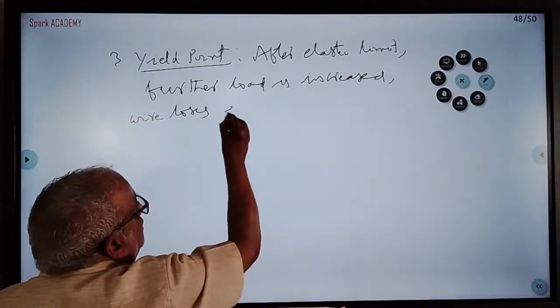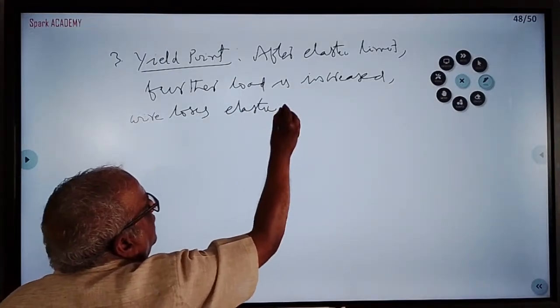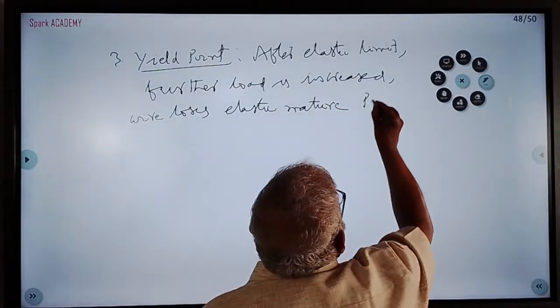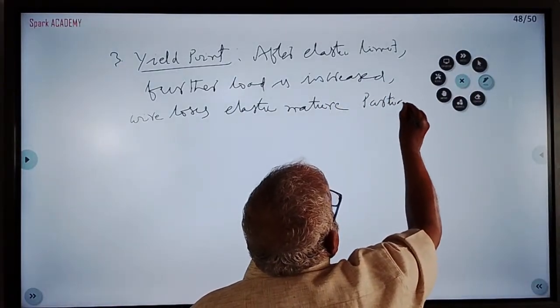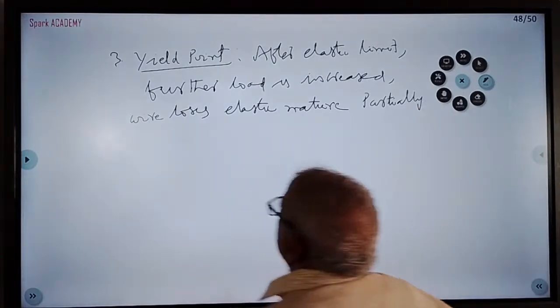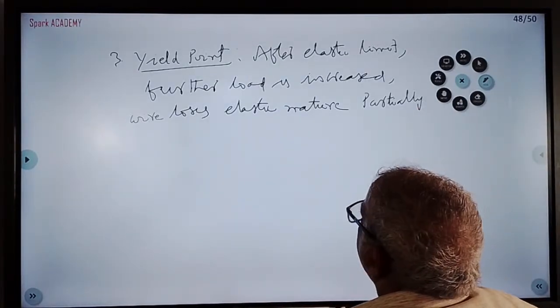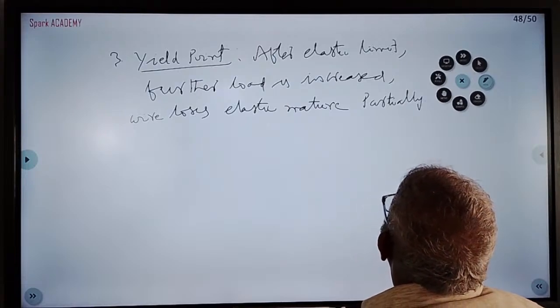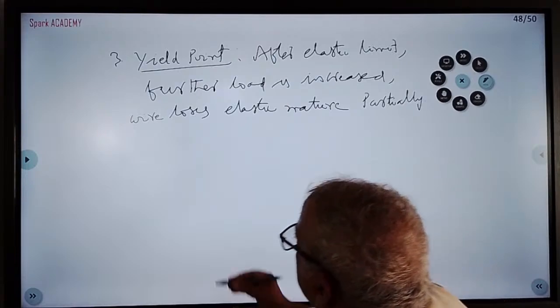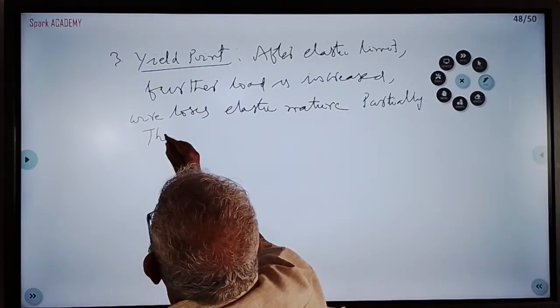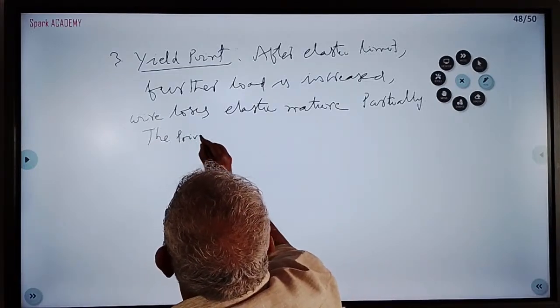Yield point. After the elastic limit, when the load is increased further, the wire loses its elastic nature partially. This point Y is called the yield point.